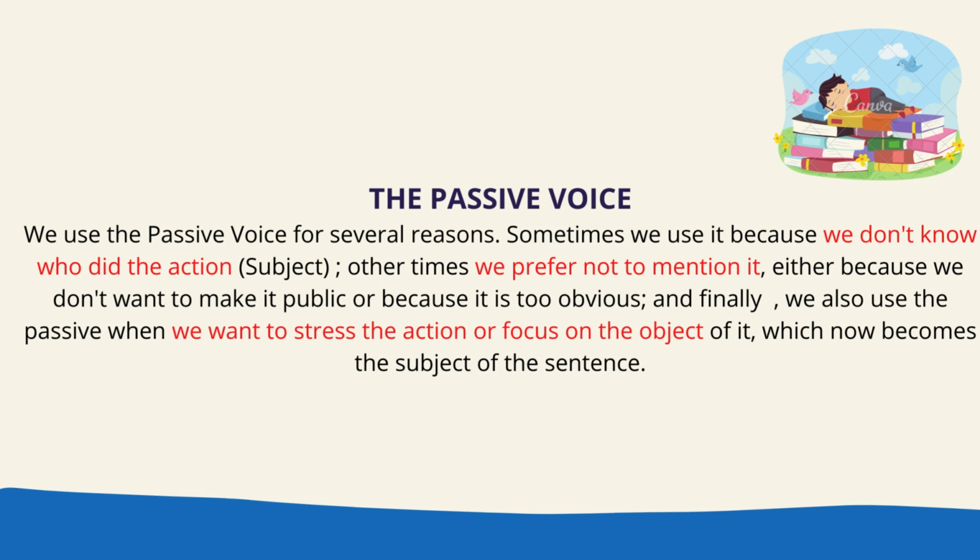Sometimes we use it because we don't know who did the action, so we refer to the subject. Other times we prefer not to mention it, either because we don't want to make it public or because it is too obvious. And finally, we also use the passive when we want to stress the action or focus on the object of it, which now becomes the subject of the sentence.